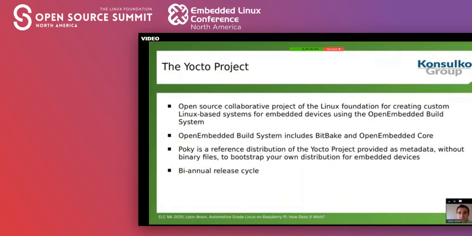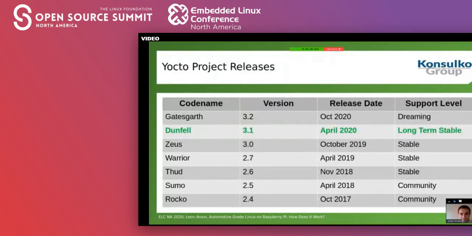The Yocto Project has a biannual release cycle, twice per year. There is a new release of the Yocto Project in the spring and in the autumn. So here are the current releases of the Yocto Project. As of the moment, since April, the stable release of the Yocto Project is called Dunfell. This is version 3.1. This is a long-term stable. The names of the previous releases were Zeus, Warrior, Thud, Sumo, Rocko, and so on. The next release is hopefully scheduled for October this year.